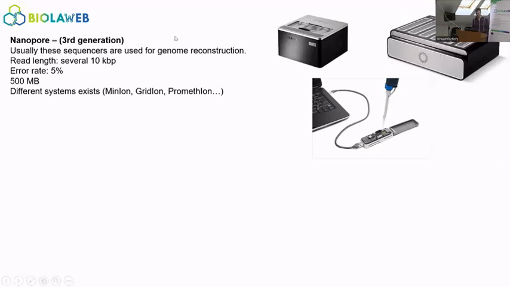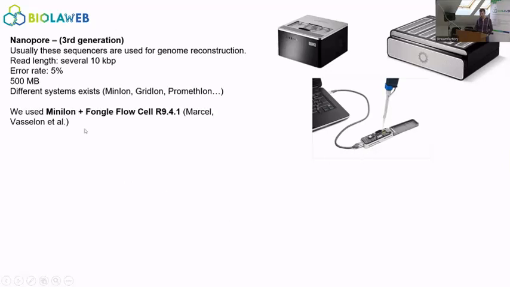Here, the interest is that you can sequence long sequences of several tens of kilobases. So we are really not in the same area that we have with Illumina. And usually these sequencers are used for genome reconstruction. Here, the problem for us, if we work on metabarcoding, is that the sequencing error rate is 5%. This is the amount of data you get with one thing like that, so MinION.